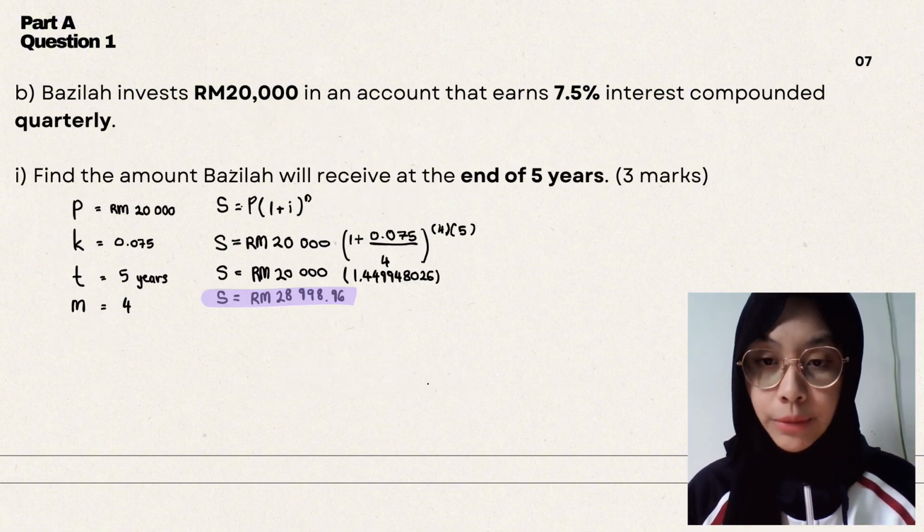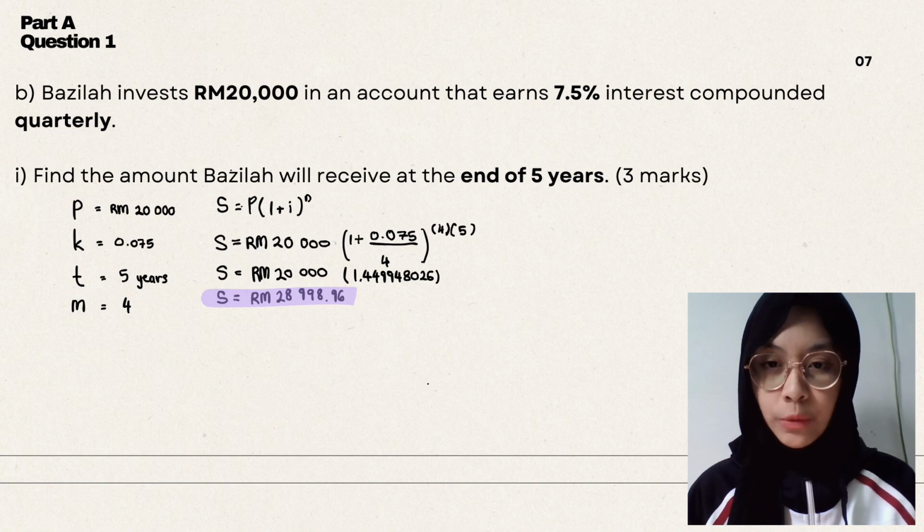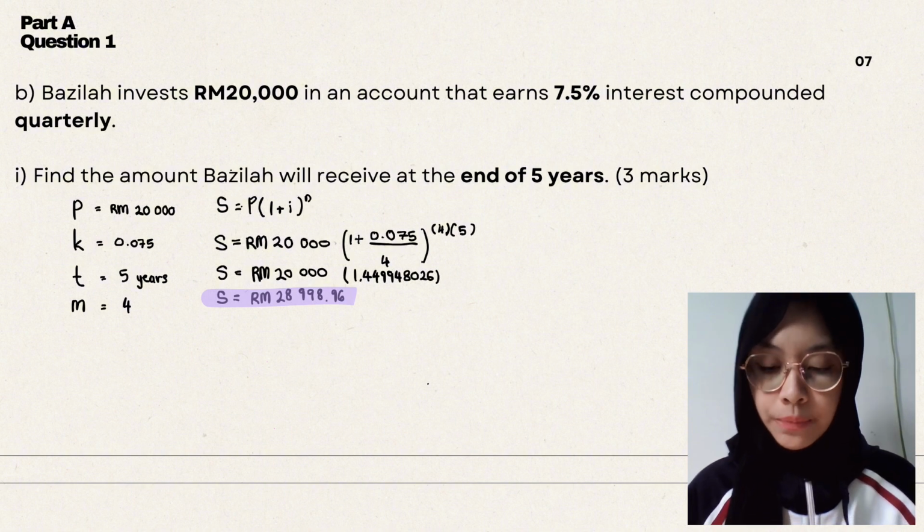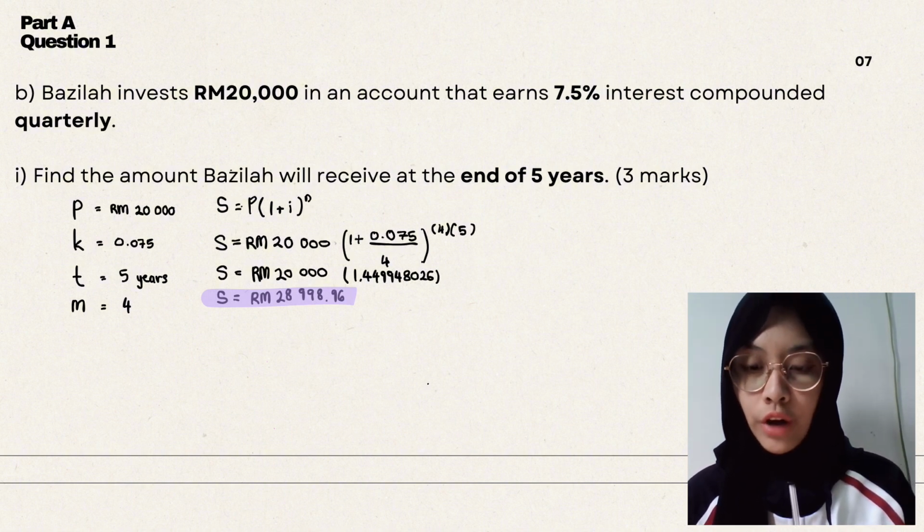Part A, question 1b. Basila invests RM 20,000 in an account that earns 7.5% interest compounded quarterly. Find the amount Basila will receive at the end of 5 years. S equals RM 20,000 times 1 plus 0.075 over 4, to the power of 4 times 5. The first thing we should do is calculate the one in brackets. So we got 1.449948026, which gives the amount of RM 28,998 and 96 cents.